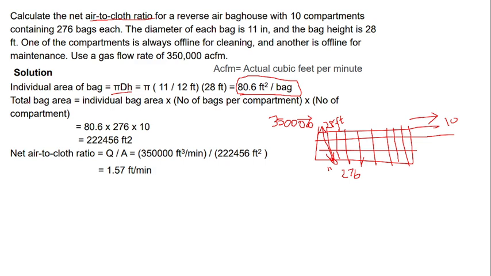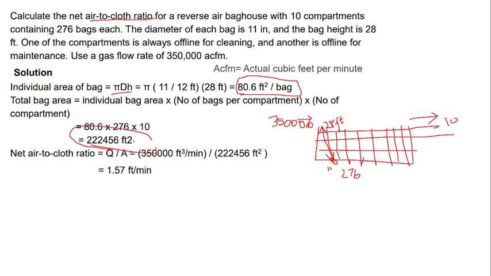Now the total bag area. For 276 bags having 10 compartments, we have to calculate the total area. To calculate the total area, we multiply the individual area with the number of bags per compartment into the number of compartments, which is 80.6 into 276 into 10, which is 222,456 square feet. This is the total area.